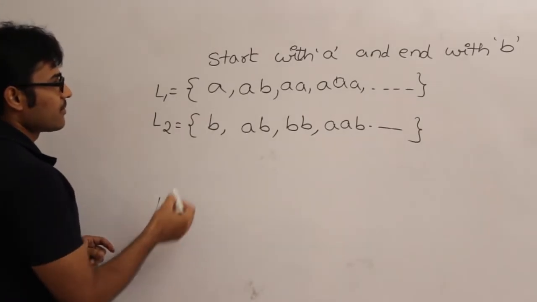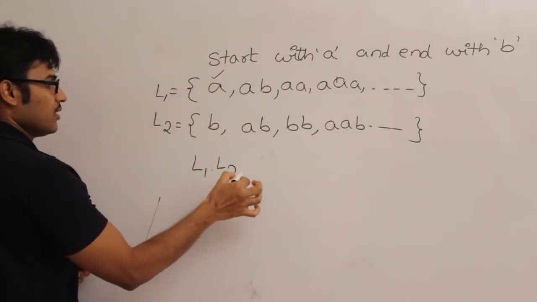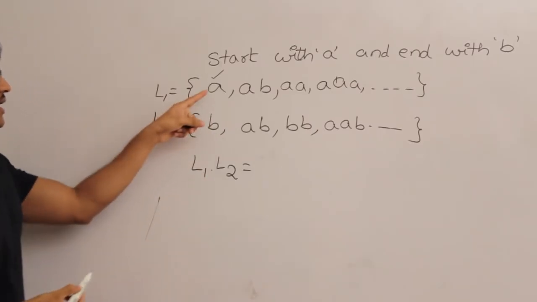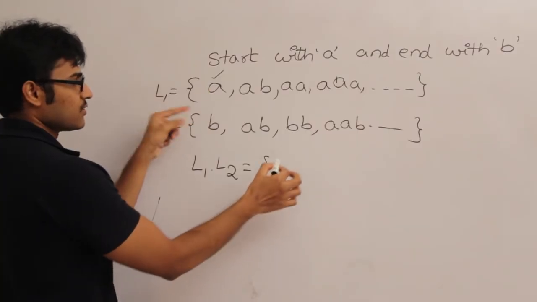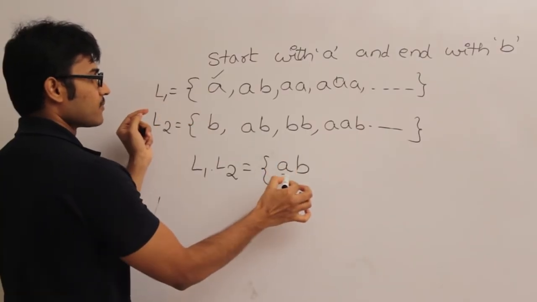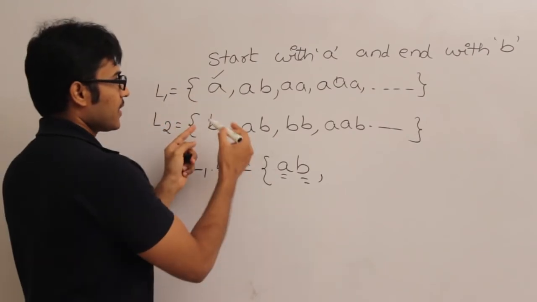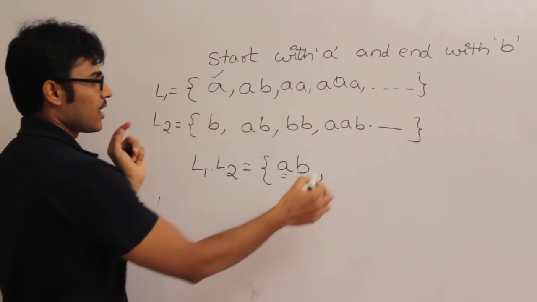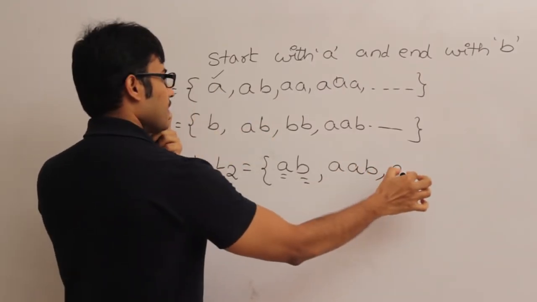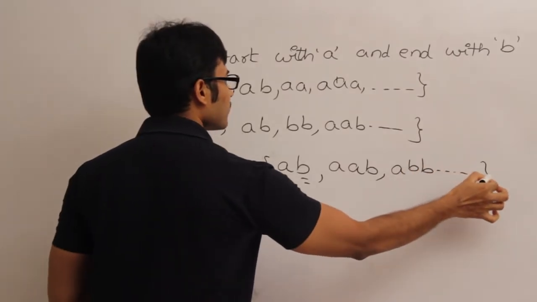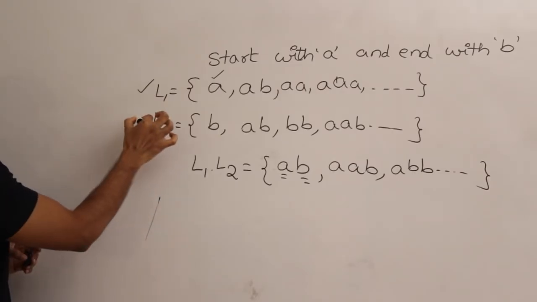So concatenation is nothing but take one string from L1. L1 concatenated with L2 is take one string from L1 and then append one string from L2. Which means the smallest string is going to be AB, starting with A, ending with B. Or the next ones, you take these and concatenate them: AB and ABB, and so on, right?